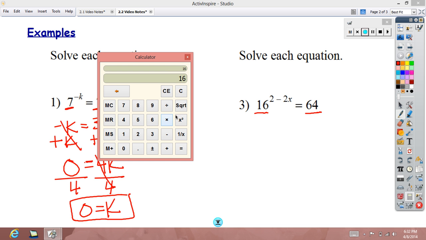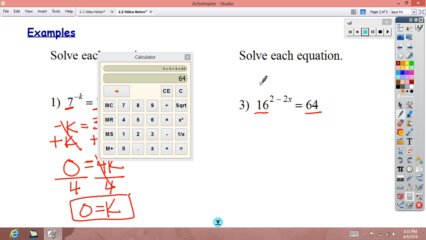If I square 16, I already get 256, which is so much higher than 64, so I can't make them into the same that way. I'm not trying to make my base 16. A reminder that I said to try to make it smaller, so I want 16, not 64. But maybe 4. Maybe 4 is going to work. Let's see. 4 squared is 16. That works. If 4 squared is 16, let's try the next one up: 4 times 4 times 4. That's 4 cubed, and that gets me 64. That's what we want. So 16 is 4 squared.